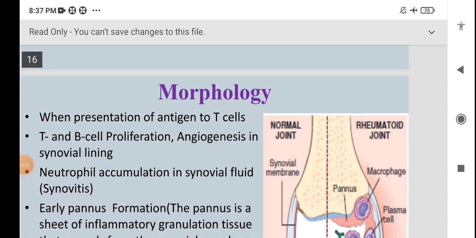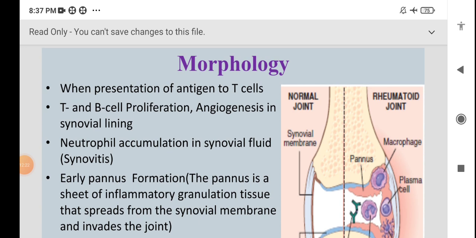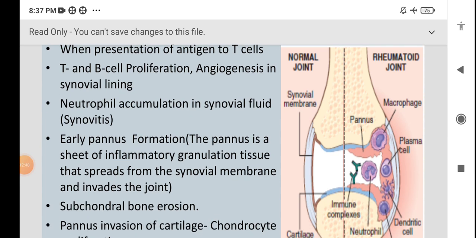Morphology: presentation of antigen to T cells, T and B cell proliferation, angiogenesis, neutrophil accumulation in synovial fluid, that is synovitis, then early pannus formation, that is a 3 marks question also. The pannus is a sheet of inflammatory granulation tissue that spreads from the synovial membrane and invades the joint.